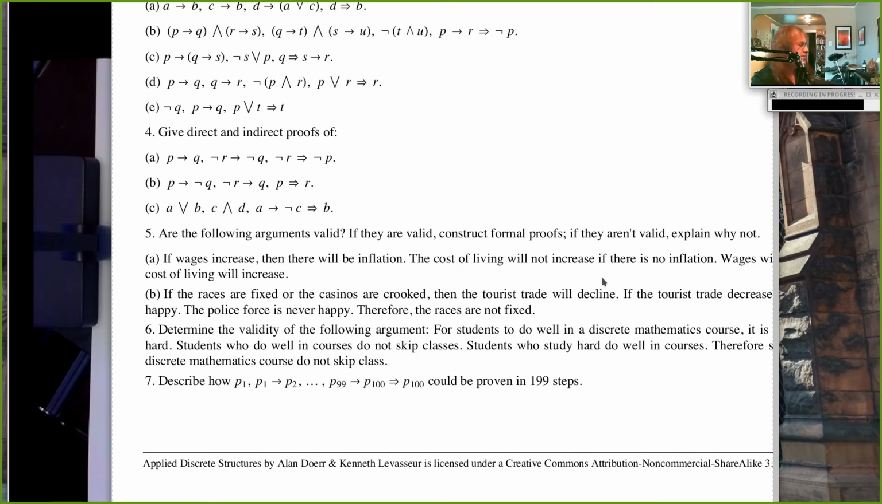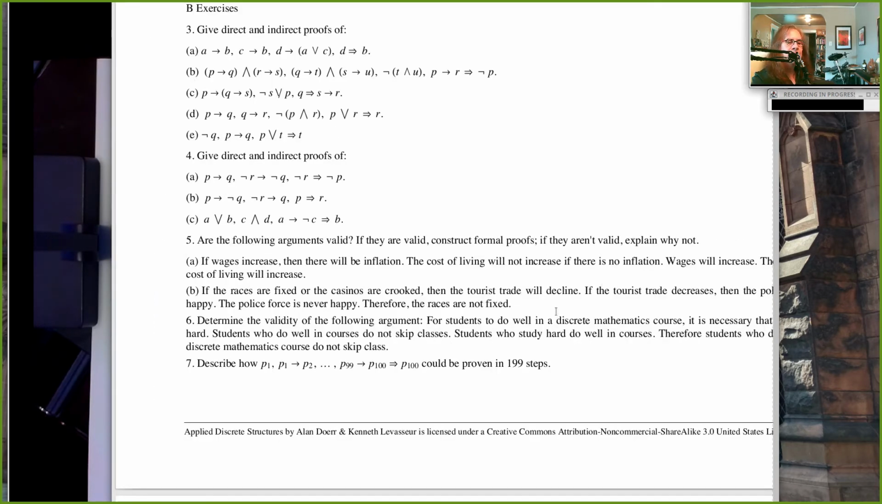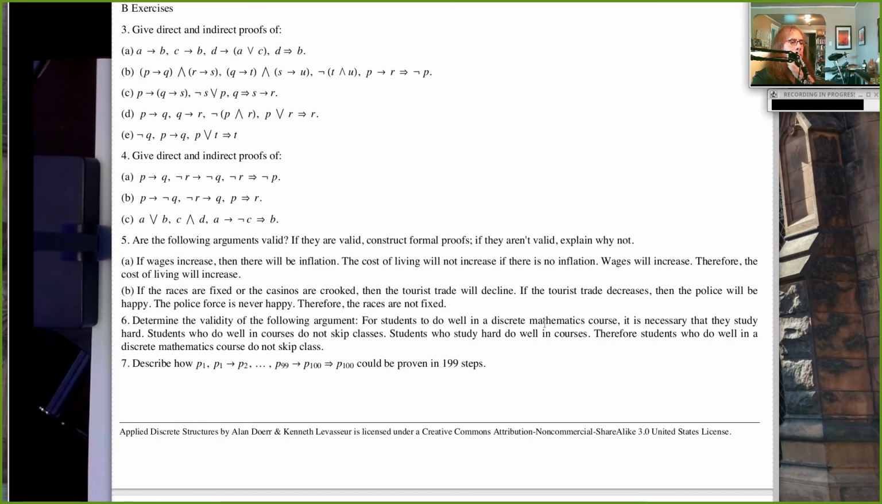So question 6 says, determine the validity of the following statement. For students to do well in discrete math course, it's necessary they study hard. Students who do well in courses do not skip classes, and students who study hard do well in courses. Therefore, students who do well in a discrete math course do not skip class.